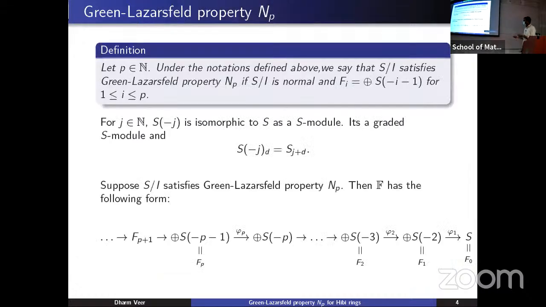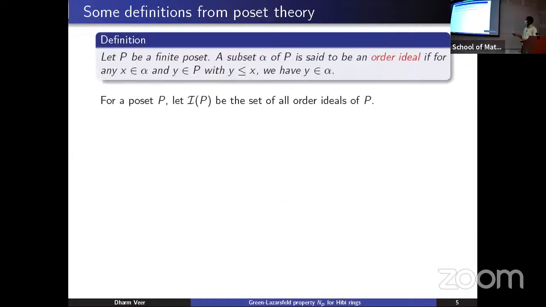Now we proceed toward the definition of Hibi rings. Hibi rings are algebraic objects associated to finite distributive lattices. Before defining Hibi rings, we define some terms from poset theory. Let P be a finite poset. A subset alpha of P is said to be an order ideal if for any x in alpha and y in P with y less than x in P, we have y belongs to alpha.